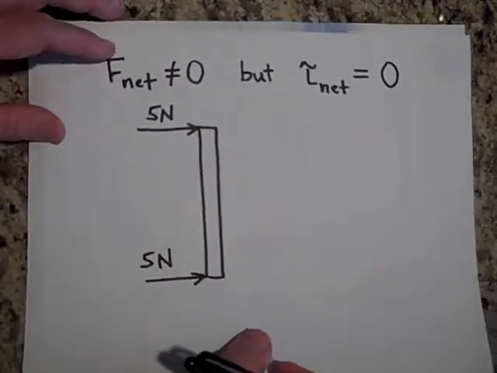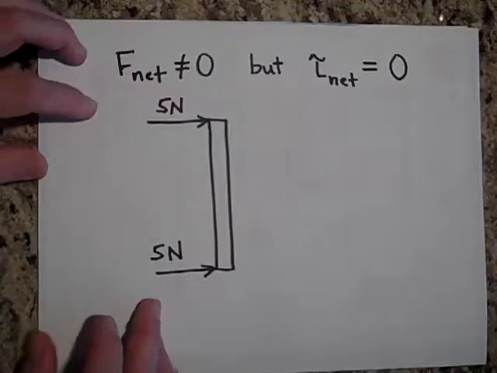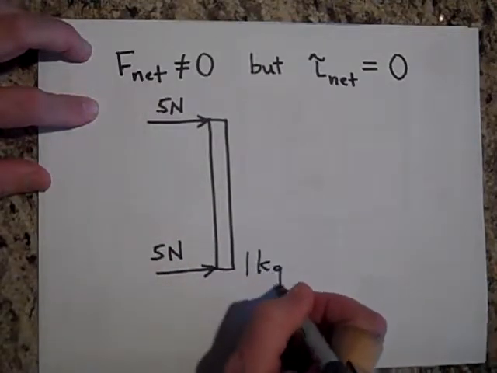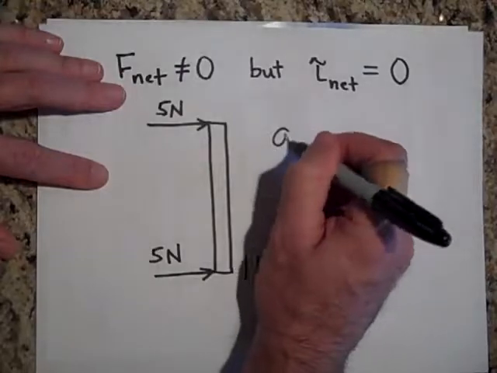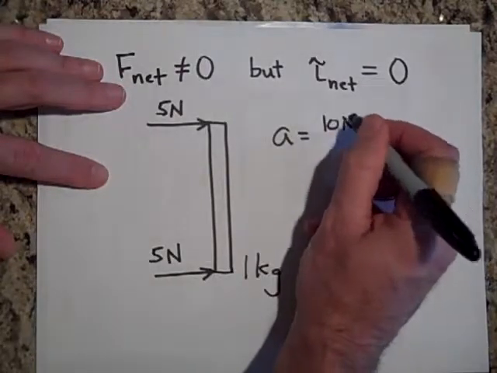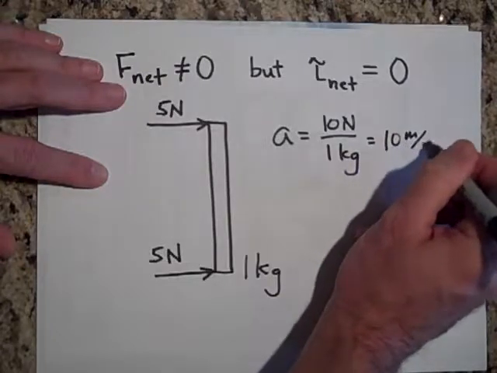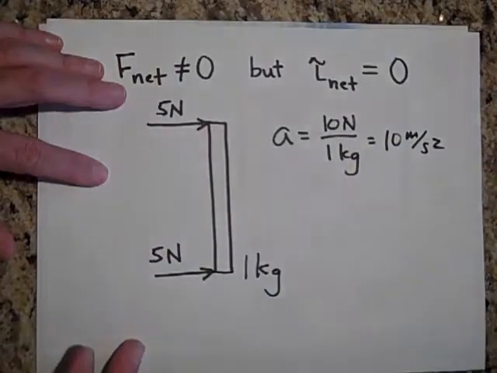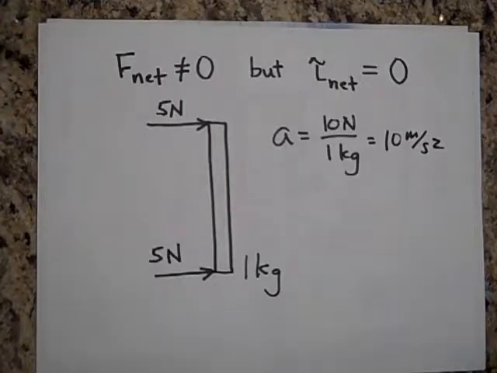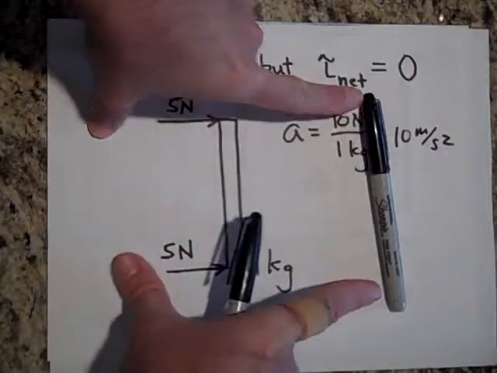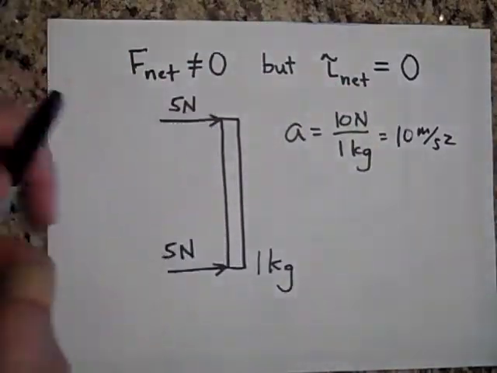Here's an example of the net torque being 0 but the net force not equal to 0. The net force in this case is 10 newtons. If this is 1 kilogram and this is 10 newtons, the acceleration will be 10 newtons divided by 1 kilogram. That's 10 meters per second squared. But it's not going to rotate. You're not rotating this time. It's going to just go that way because the net torque is 0.